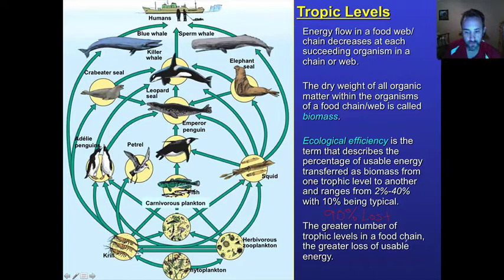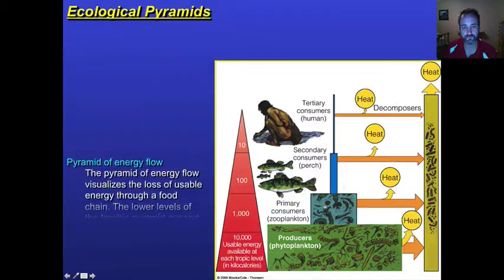The greater the number of trophic levels in the food chain, the greater the loss of usable energy. And biomass is the dry weight of all the organic matter within organisms in a food web or chain. So basically, this is the sum of, say, all of the plants in the world, or the sum of all of the humans in the world. That is the biomass for us. Remember, 90% is lost. Only 10% is used every time you go up a trophic level.